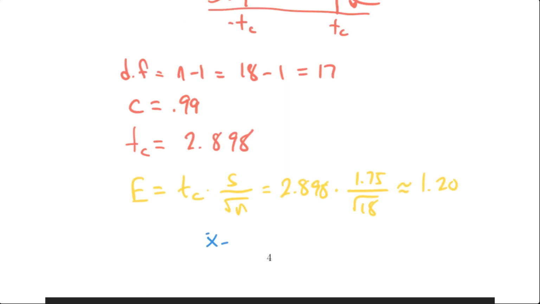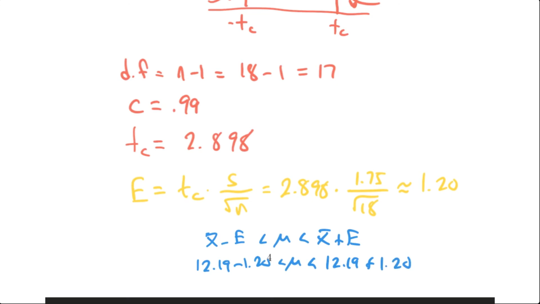So for the confidence interval, we're going to have x bar minus E less than the population mean, less than x bar plus margin of error. That's going to be 12.19 minus 1.20, and then 12.19 plus 1.20. Gives us a final confidence interval of 10.99 to 13.39. So what this says is that there's a 99% chance the population mean is between 10.99 and 13.39.